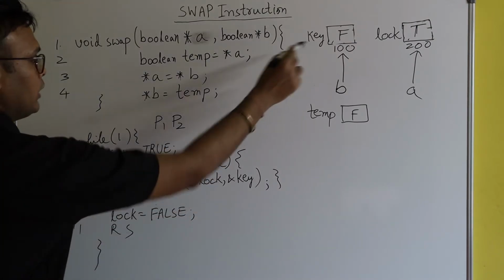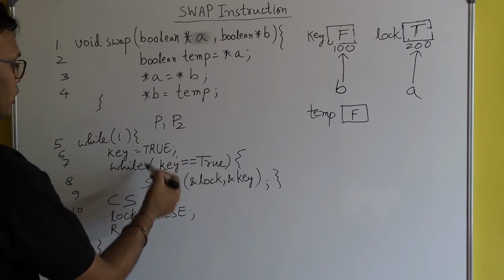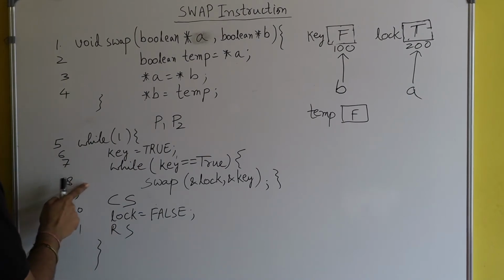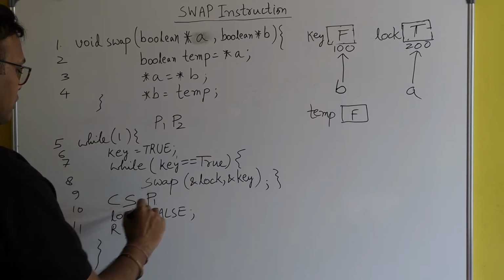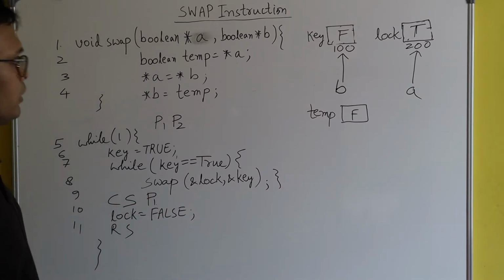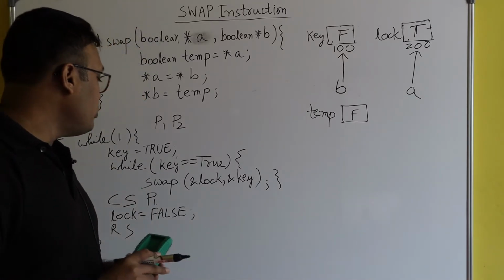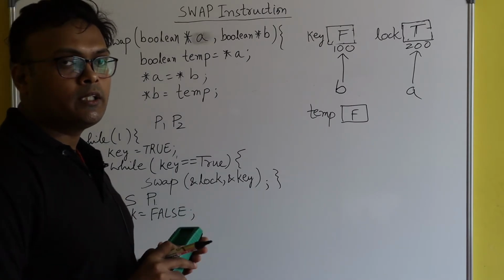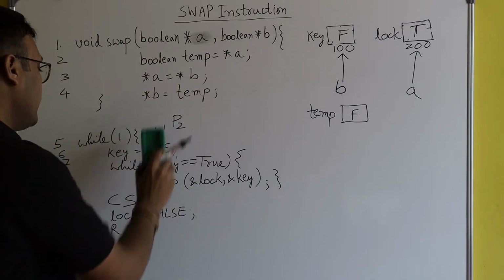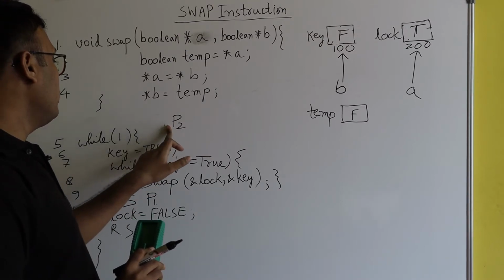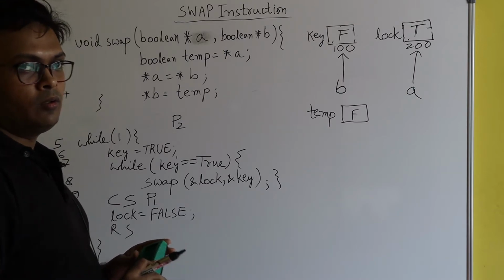Because now the value of key is false. False is equal to true, it's a false statement. So the while loop will not execute. So line number 7 and line number 8 will not execute. So ultimately P1 will enter into the critical section. Fine. Okay. So up to here it's clear. So now we have to check whether there is a mutual exclusion or not. So you see here, P1 has entered inside the critical section. So let's try to enter P2 inside the critical section. Is it possible or not?